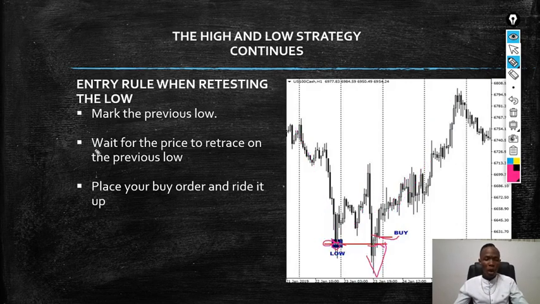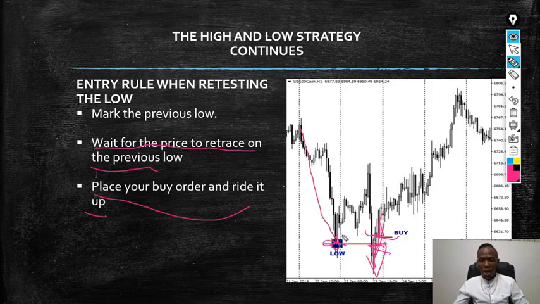So you have to wait for the price to retrace to the previous low. That is when we're looking for buying opportunities. Place your buy order and ride with it. In this instance, we normally use buy limits, but it's also crucial to use buy stops, because the market can decide to go up and trigger you in profits.